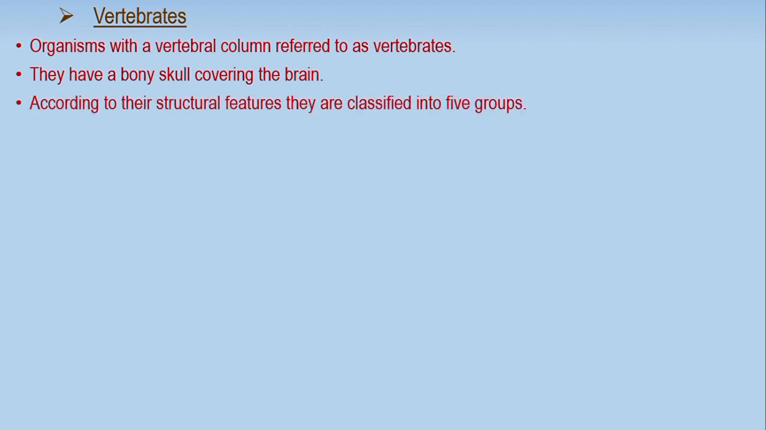And next, again these vertebrates we are going to divide into 5 groups, right? We are studying these vertebrates under 5 groups as pisces, amphibia, reptilia, aves and mammalia, right? These 5 groups are under vertebrates, so we are going to study about them. The first group is pisces, right?